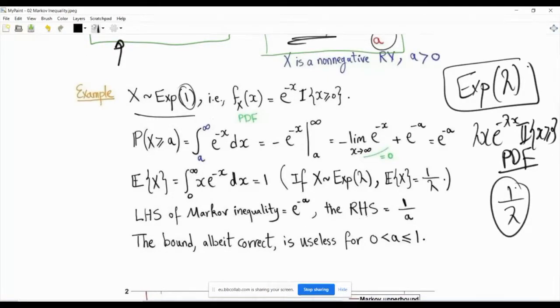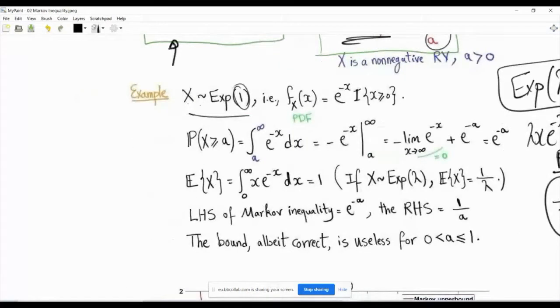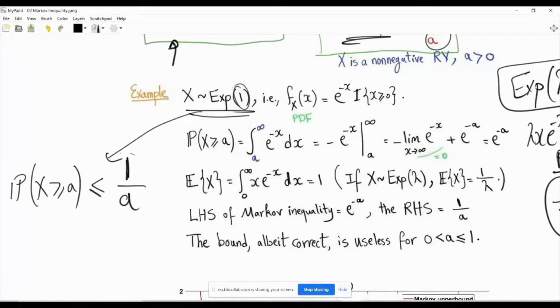So what will be the Markov inequality for this guy here? The probability that x is greater than or equal to a is less than or equal to the first moment, which is 1, divided by a. So this is the upper bound. The upper bound from the Markov inequality will be 1 over a.